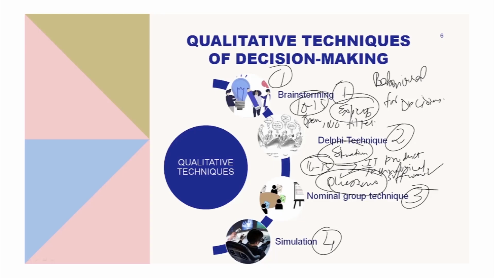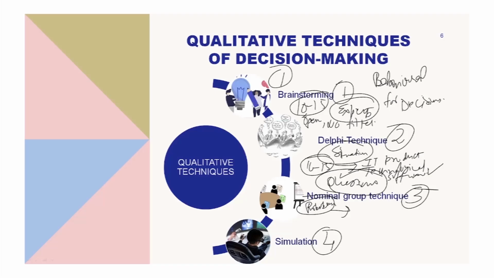The third one is the nominal group technique. So in the nominal group technique, a problem will be shown to the different group members. Again, the group members will be from varied industries, from different media houses. They could be politicians as well, internal employees as well. So they will be given a specific problem. Now the specific problem could be an internal factor as well as an external factor.